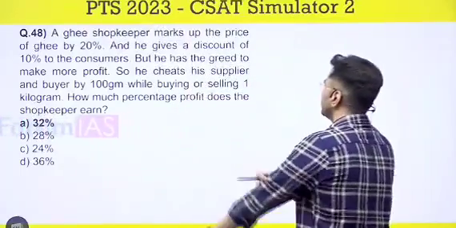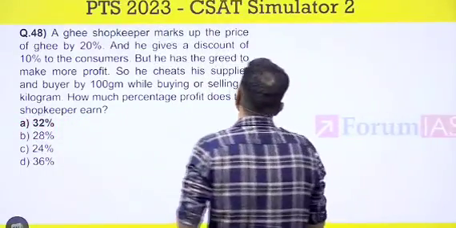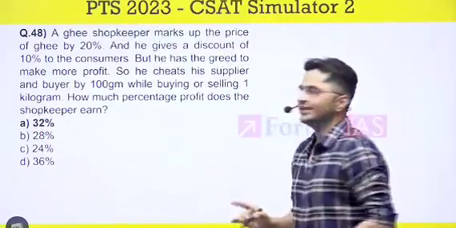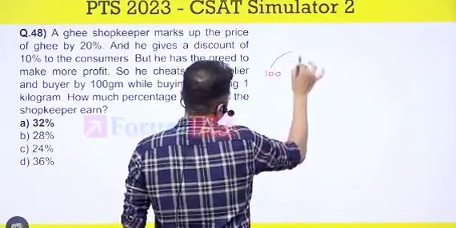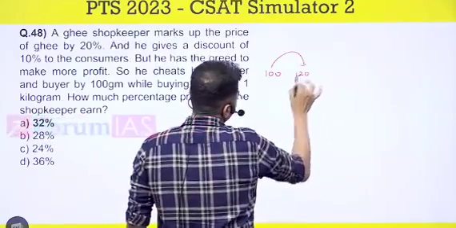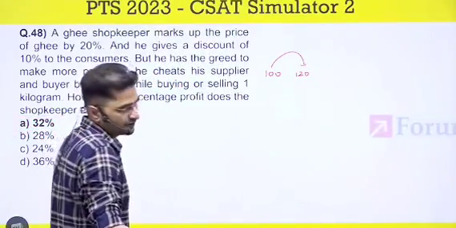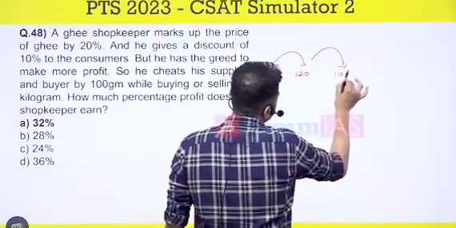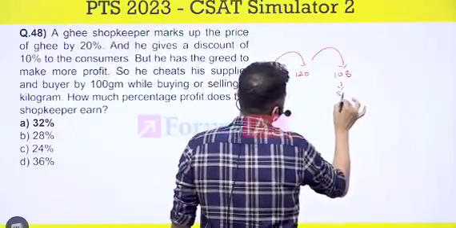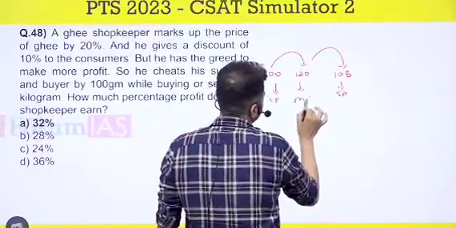Now a ghee shopkeeper, this was a good question, marks up the price of the ghee by 20% and he gives a discount of 10%. So that means if the cost price is 100, he marks it as 120, then he gives a discount of 10%. So 120 into 0.9, that means he's selling it at 108. This is the selling price, this is the cost price and this is the marked price.